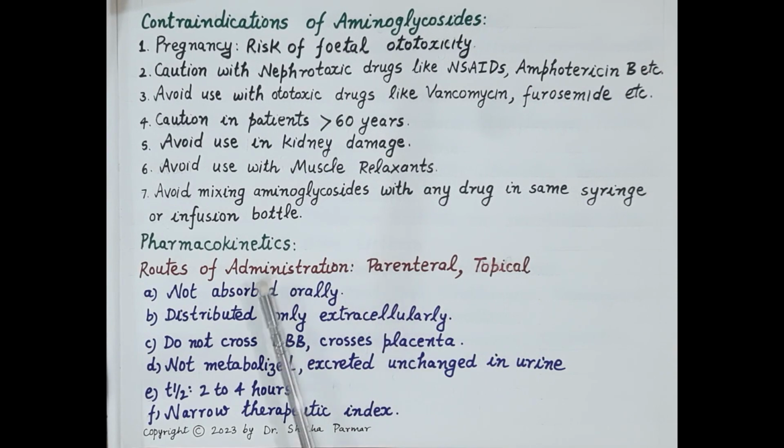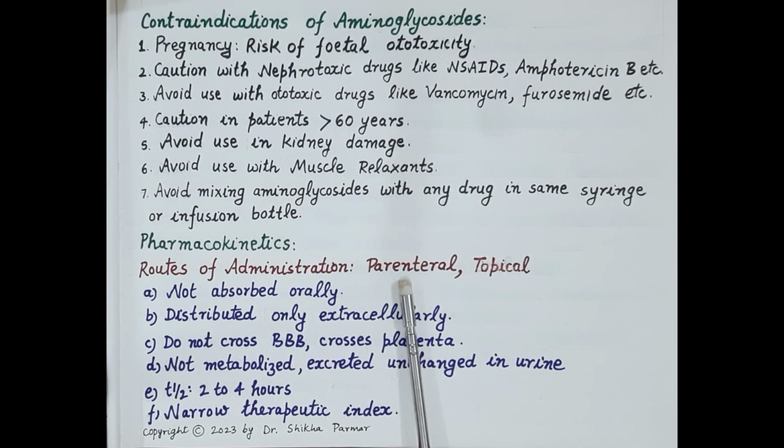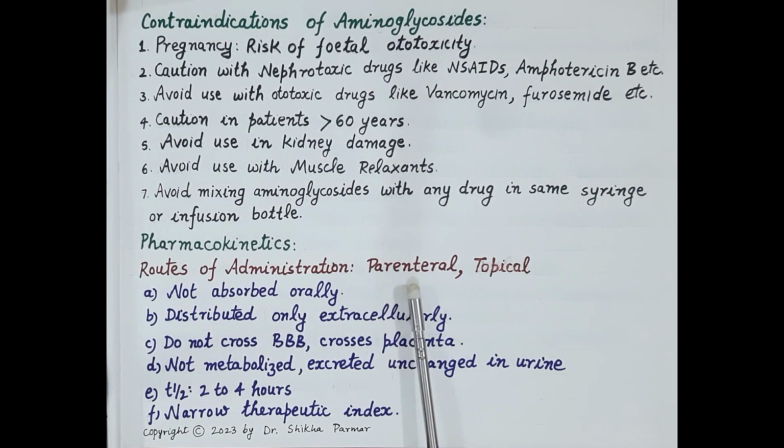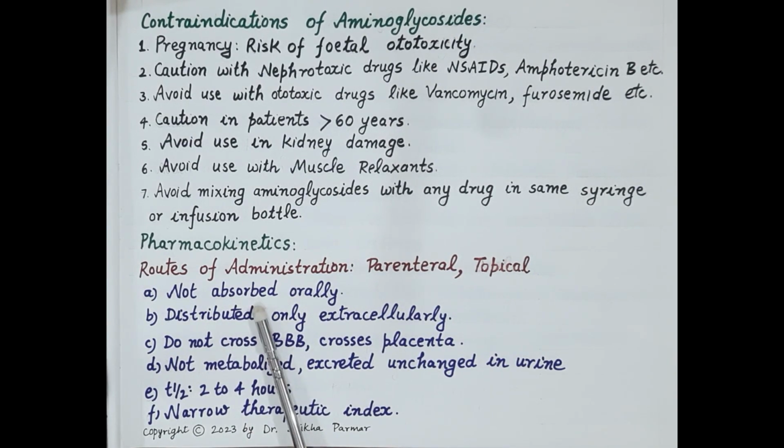Now, let's discuss some important pharmacokinetic features of aminoglycosides. Aminoglycosides are not absorbed orally. Therefore, they are administered parenterally. But a few aminoglycosides, for example, neomycin, are highly toxic. Neomycin is highly toxic to the internal ear and kidneys. So, neomycin is not administered parenterally. Neomycin is rather used topically. So, these drugs are not administered orally as they are not absorbed.